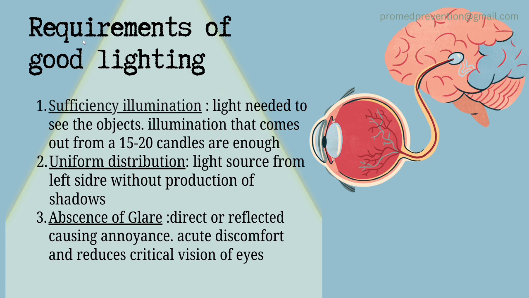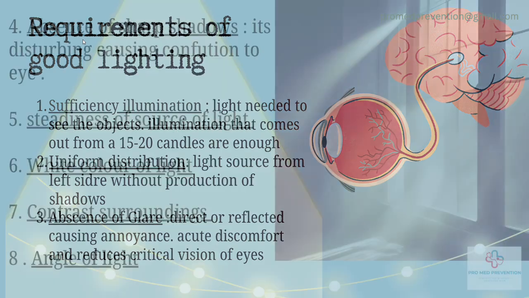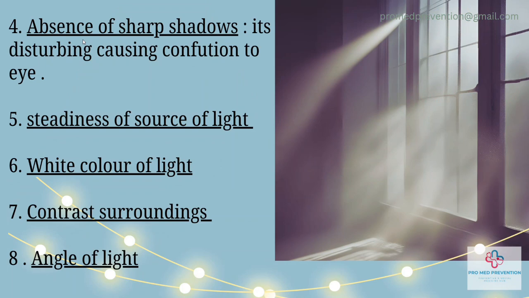So glare causes annoyance. That's very important to know. The eye cannot tolerate glare because it causes acute discomfort and reduces the critical vision. Fourth one is the absence of sharp shadows. We know that shadows are inevitable, but sharp and contrasting shadows are always disturbing, and that needs to be noted. And we know the steadiness of source of light.